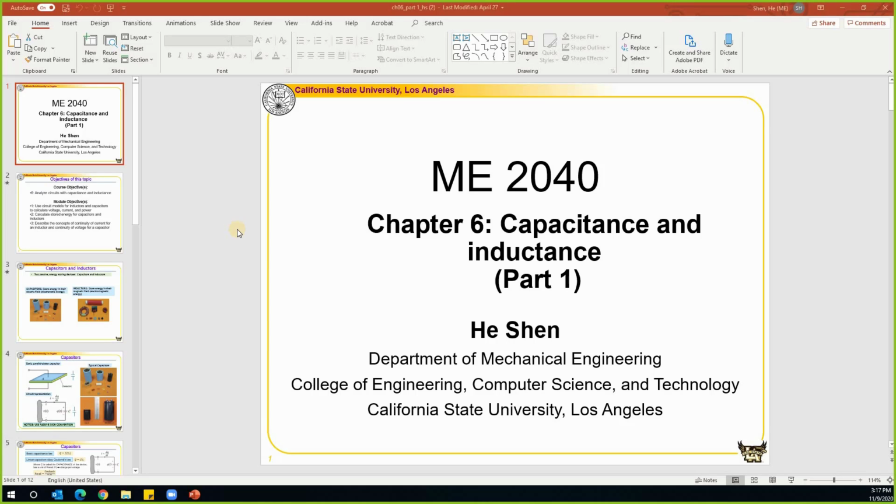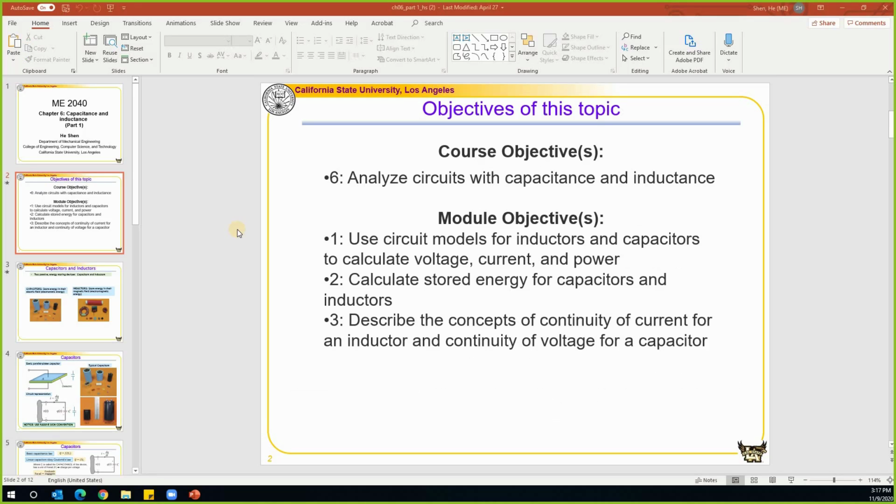Today we're going to learn Chapter 6, Capacitance and Inductance. This is part 1. The course objectives include analyzing circuits with capacitance and inductance. And in this module, we're going to learn how to use circuit models for inductors and capacitors to calculate voltage, current, and power.